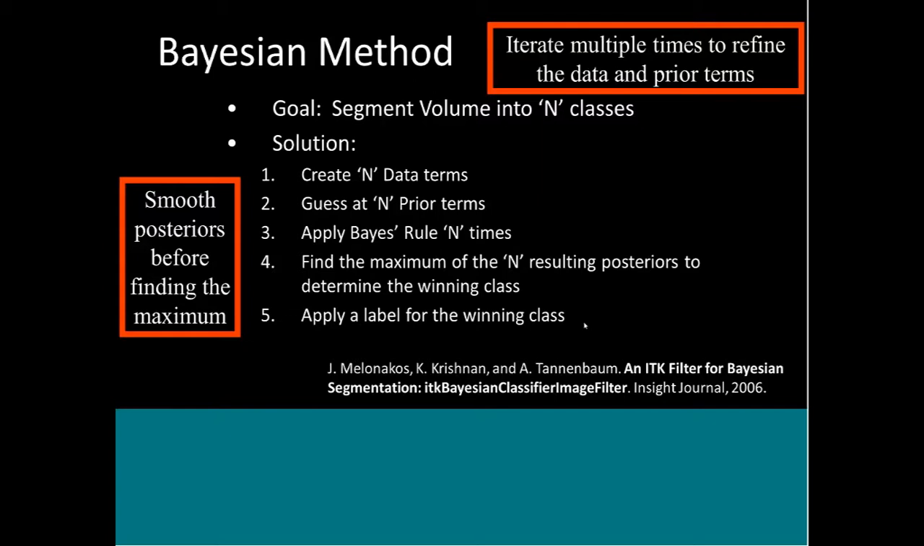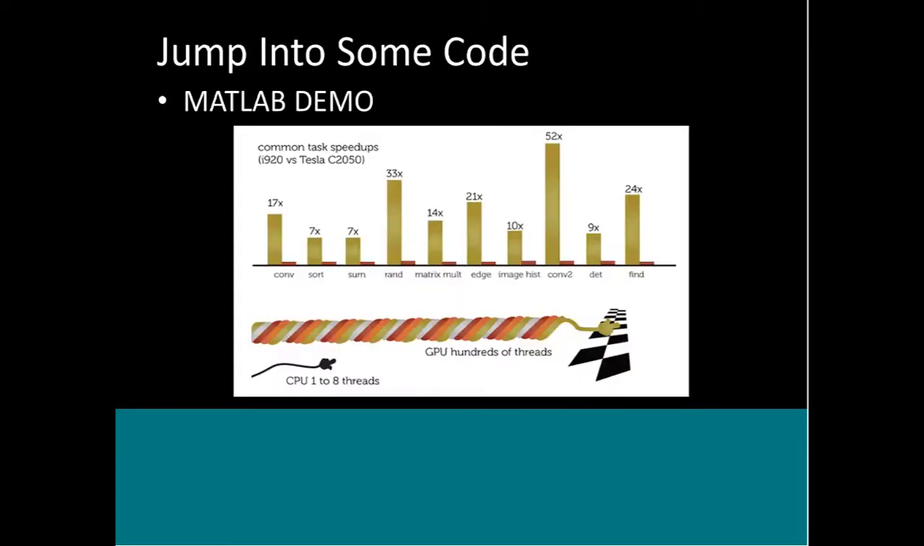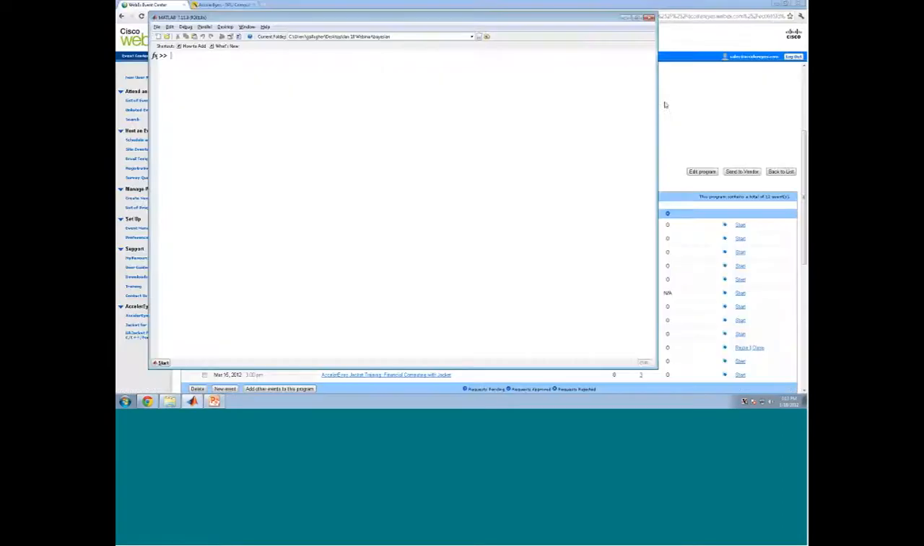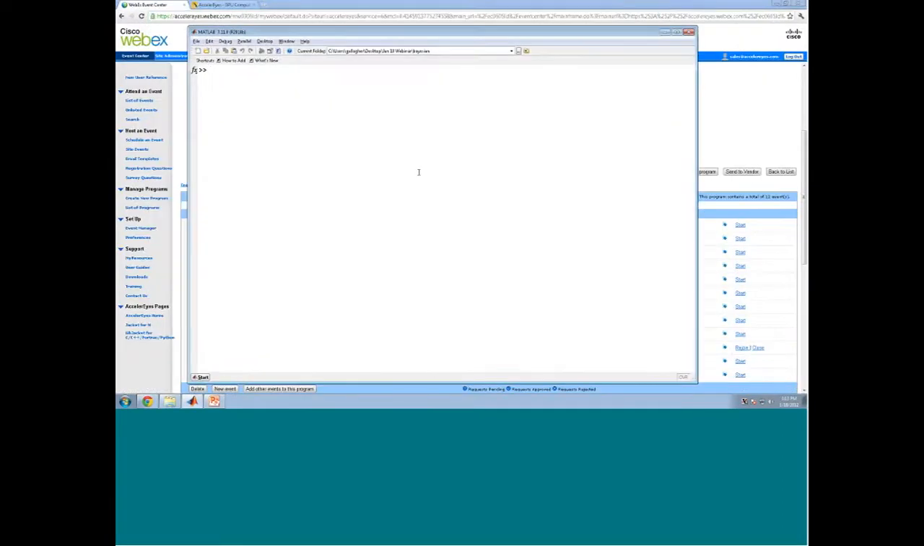And this was written up in the publication here, an ITK filter for Bayesian segmentation, back in 2006. The reason we picked this segmentation algorithm is because it's epically simple, and you'll see it in the code that we're about to see. So let me go ahead and pull up the code and jump into a MATLAB demo, and hopefully you'll be able to understand more of the algorithm.